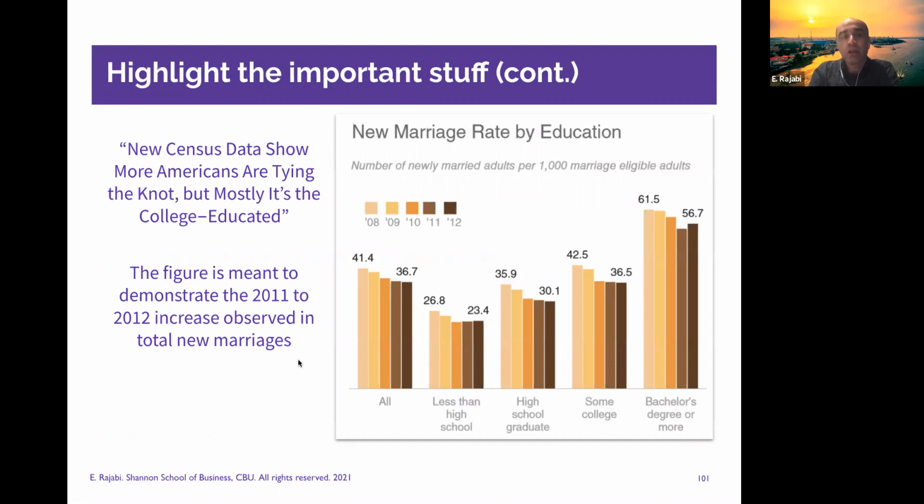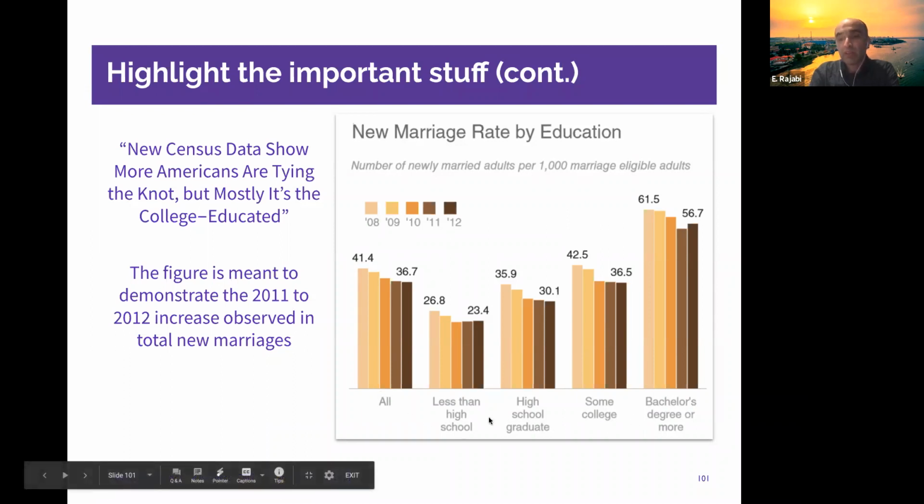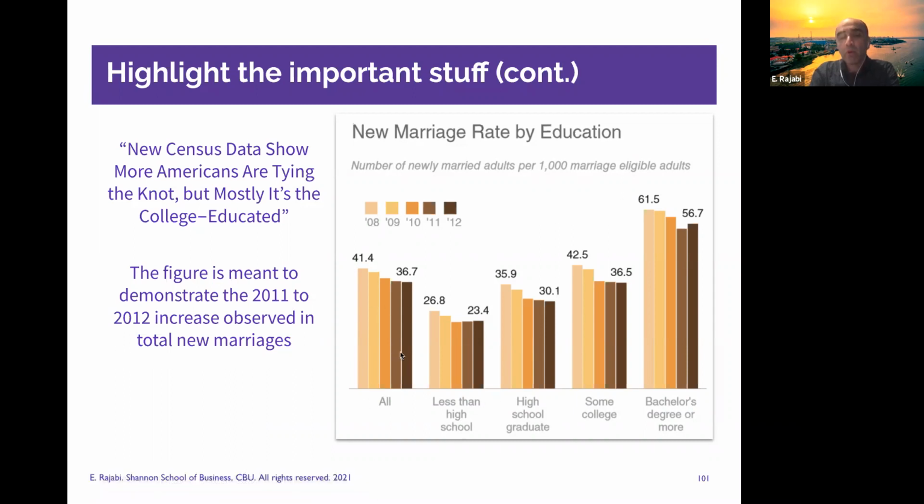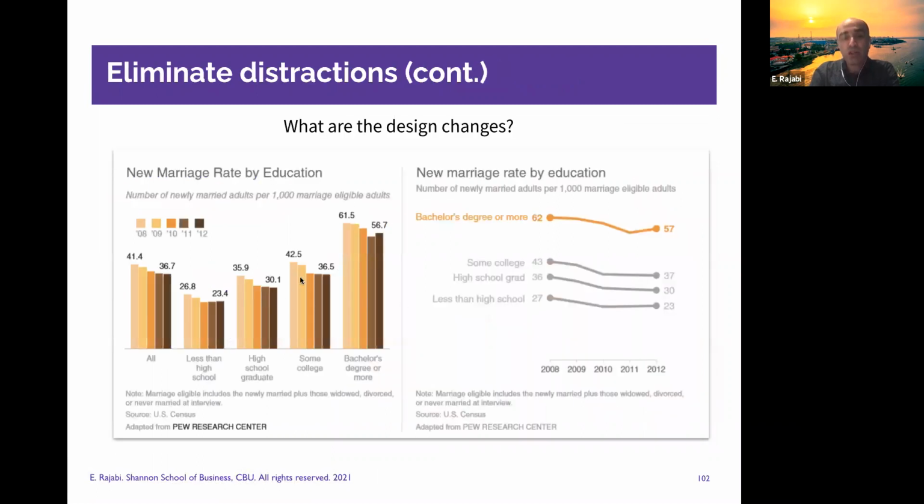the census data for Americans. As you can see, the visualization used colors to show the years, and basically, the message is not visible in the data. That's what the presenter wants us to conclude. We have different education levels on the x-axis. We have all on the left side, and we have different numbers. But when we convert this visualization to the right side, we want to highlight the new marriage rate by education. So on the right side, we remove the all, for example, from the visualization.